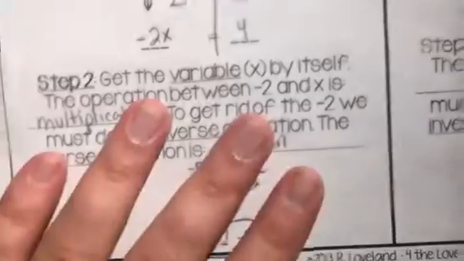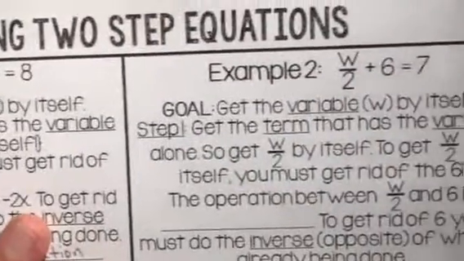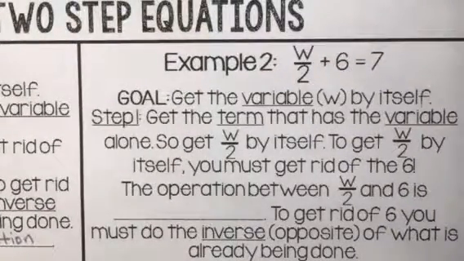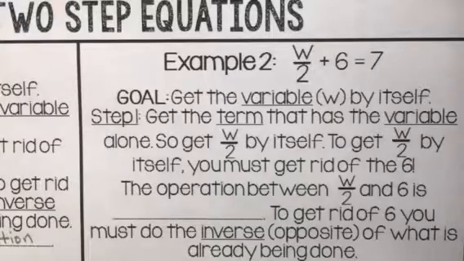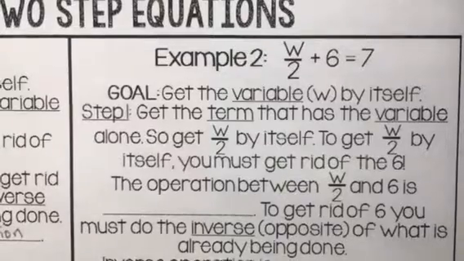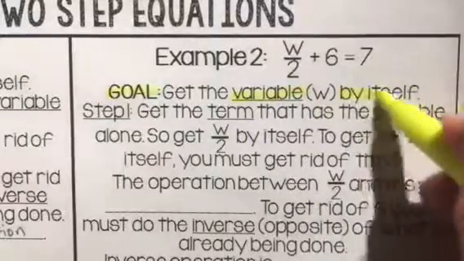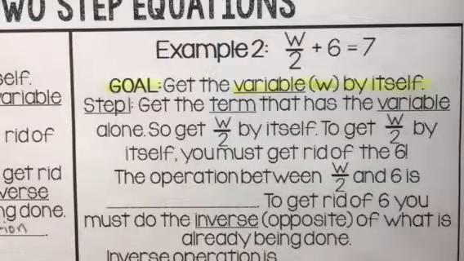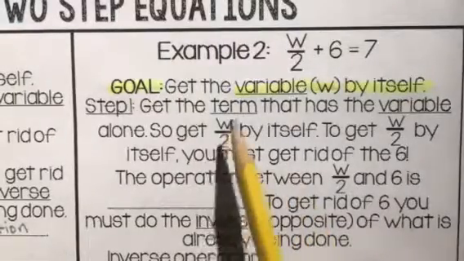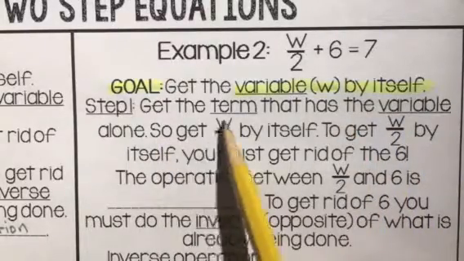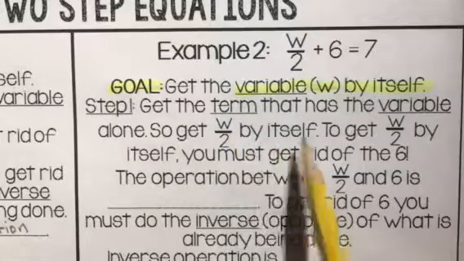Let's look at one more example. Let's look at example number 2. Example number 2 tells me that w divided by 2 plus 6 equals 7. So, again, my ultimate goal is to get the variable by itself. And in this case, the variable is w. So for step 1, again, I have to get the term that has the variable alone. So that would mean I need to get w over 2, or w divided by 2, by itself.